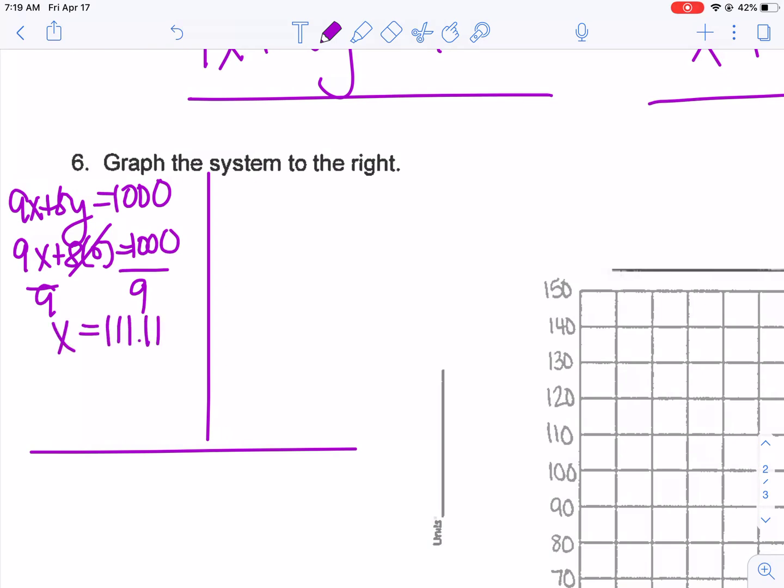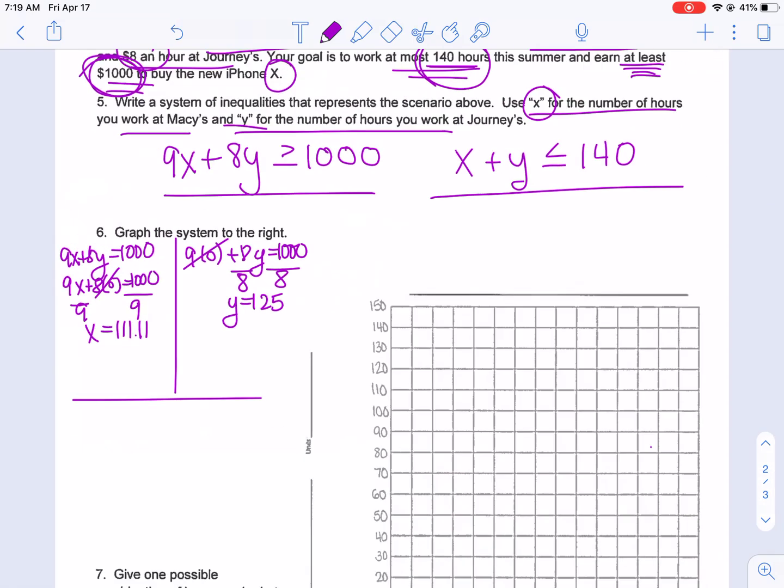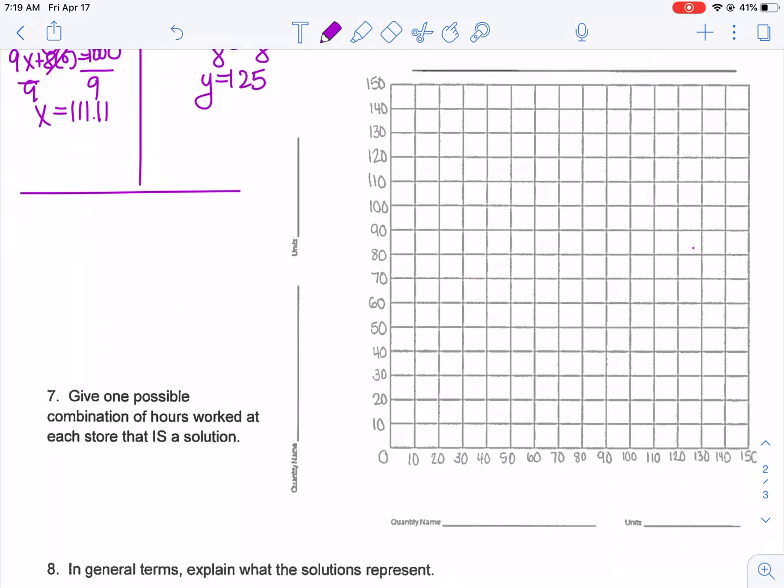All right? Let's find the y-intercept, which means I'm going to plug 0 in for x. 9 times 0 goes away. Let's divide everything by 8, and then y equals 125. So let's go plot that one. All right, so x is 111.1. You're going to obviously estimate this. And y is 125.